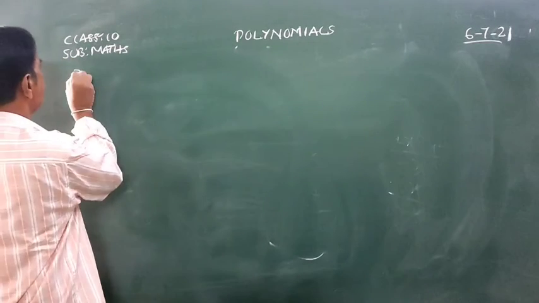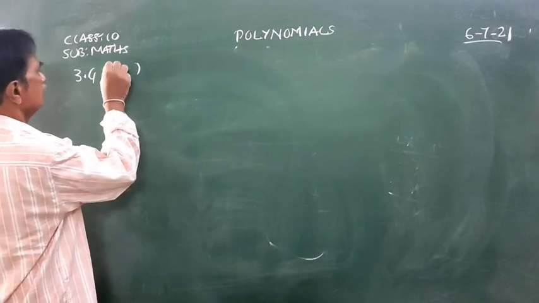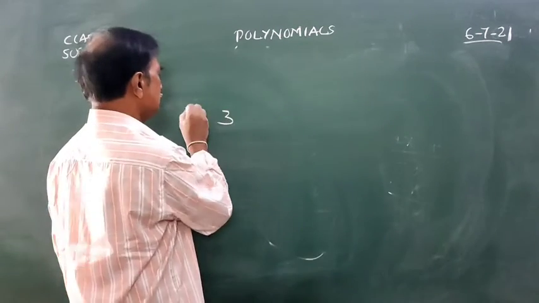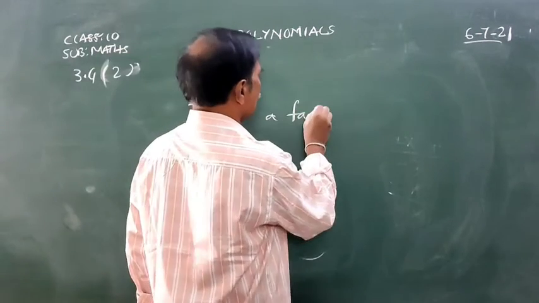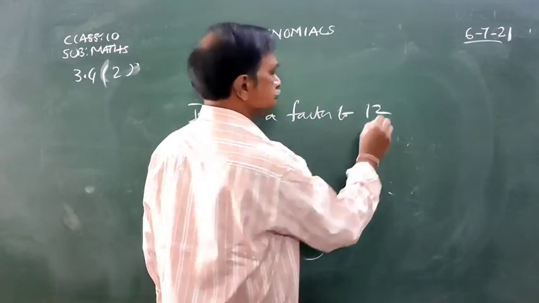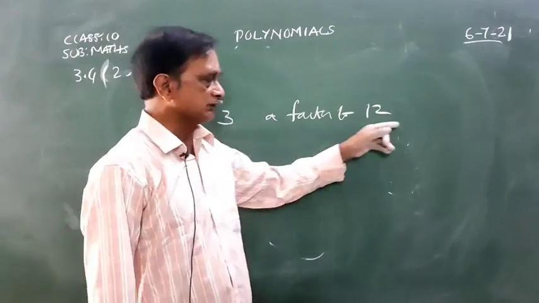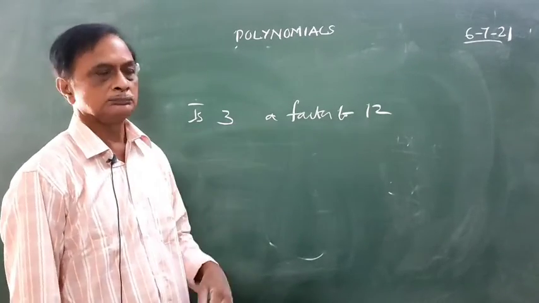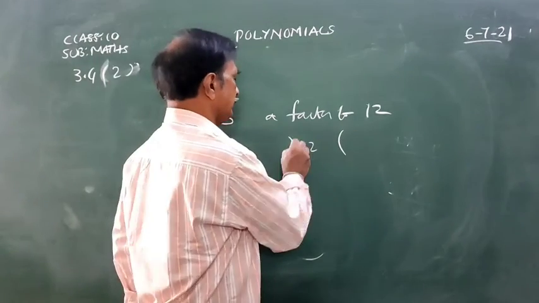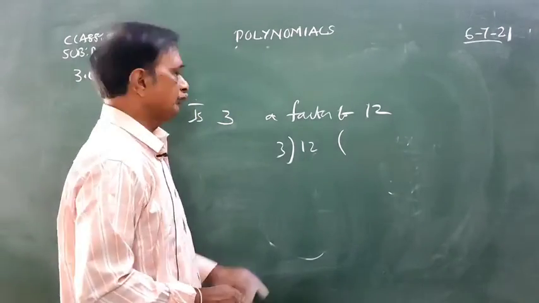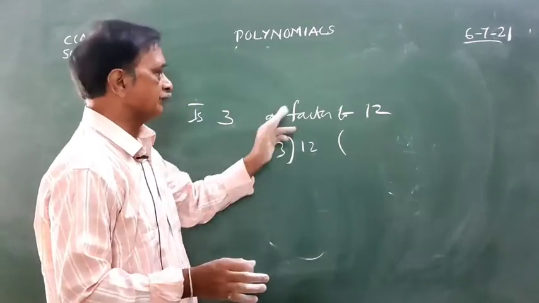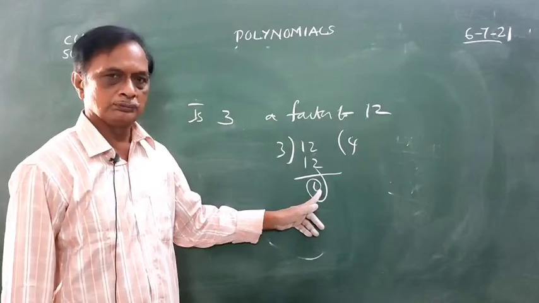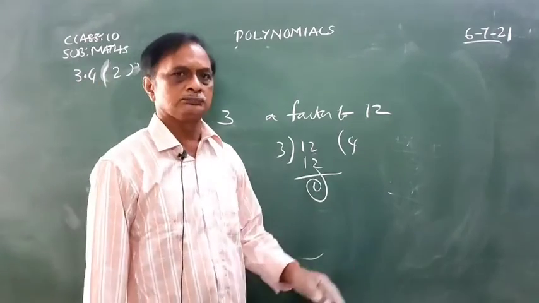Second one. Before going to the problem, one thing here. Is 3 a factor of 12? Yes. No need to find the factors for 12. If you divide 12 by 3 and if you get 0 as remainder, then you can say that 3 is a factor of 12. 3 4s are how much? 12. What is the remainder? 0. Then you can say that 3 is a factor of 12.